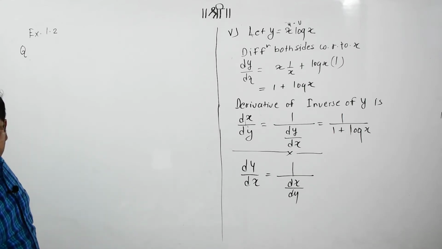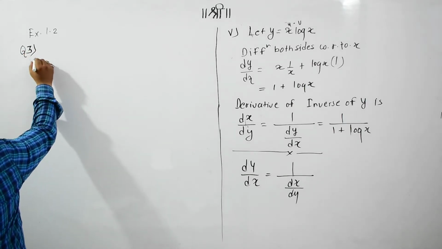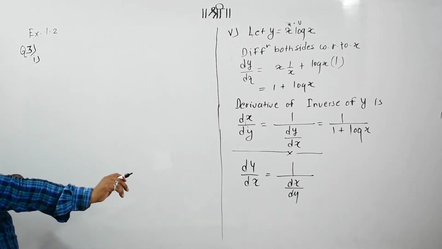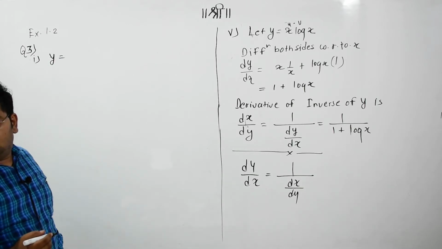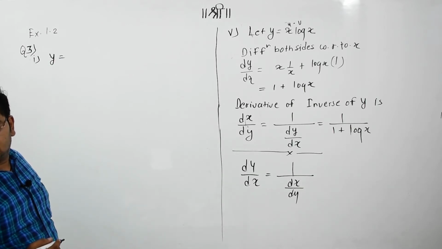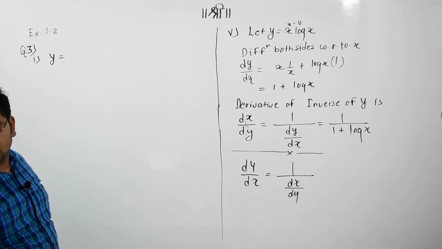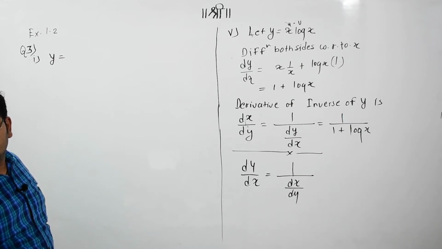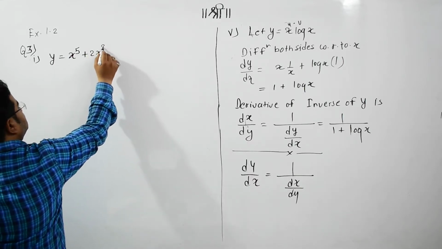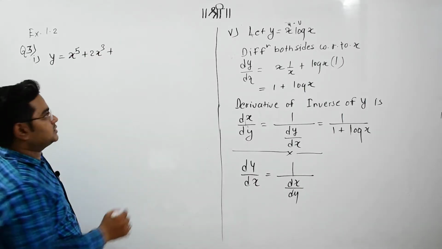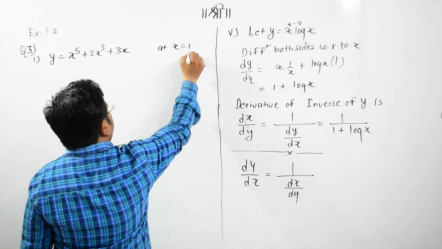Now next question is what? Question number 3 says something like this. We need to find the derivative of the inverse function. So y is equal to x raised to 5 plus 2x cube plus 3x, at x is equal to 1.